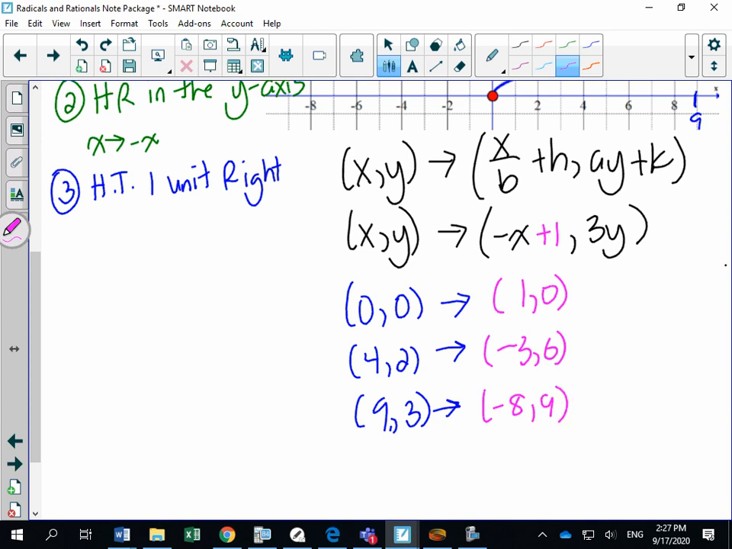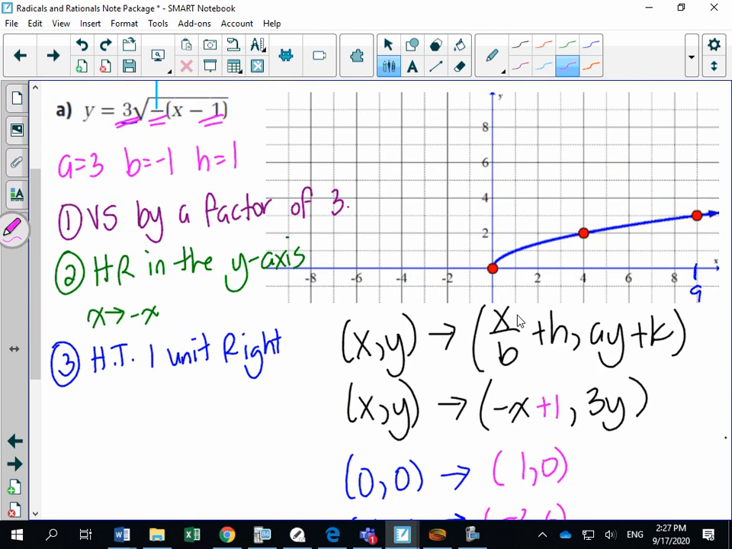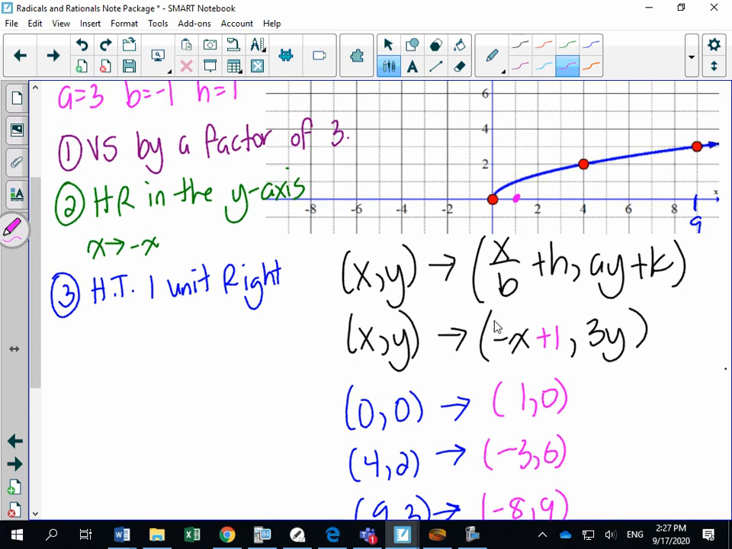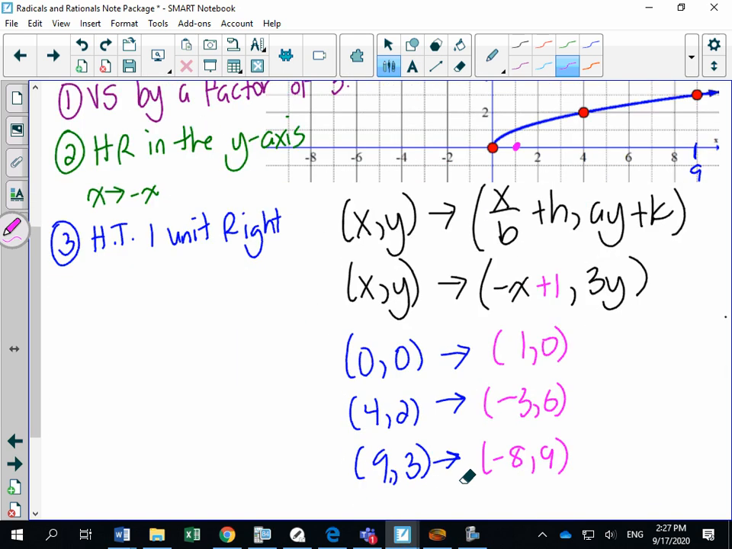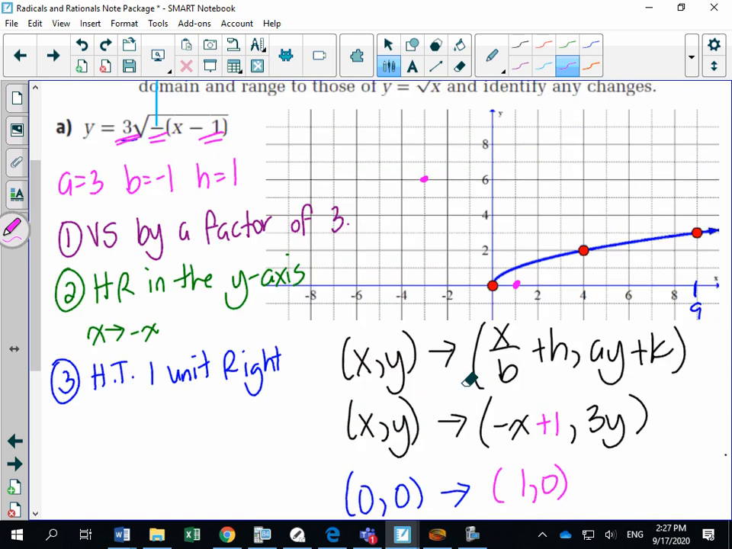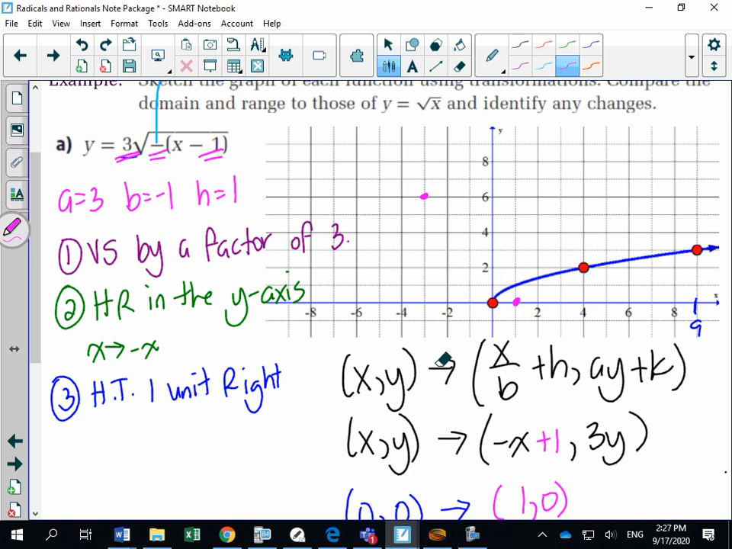So let's get those points plotted. So 1, comma 0 will be here. And then we have negative 3, comma 6, so that is going to be here. And then I'm going to have negative 8, comma 9. So negative 8, comma 9 is going to be here.